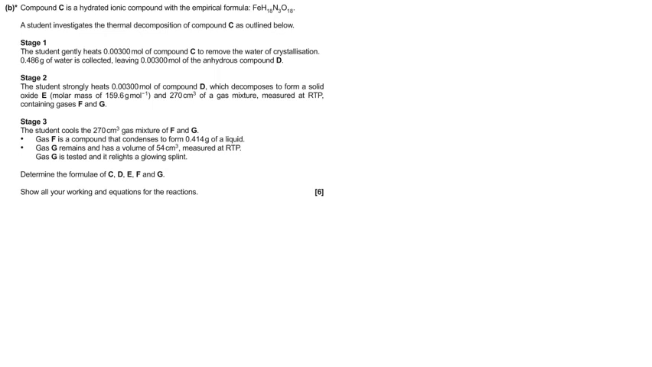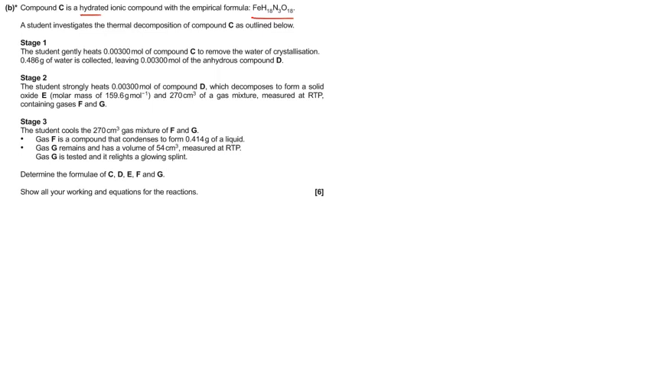Okay, last question. We've got this compound C, which is a pretty complicated looking ionic compound. And it's hydrated. We're told it's hydrated, so some or all of these hydrogens, and some or all of these oxygens, are going to be in water molecules that are hydrated in the crystal lattice.